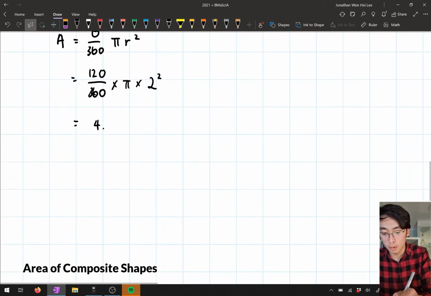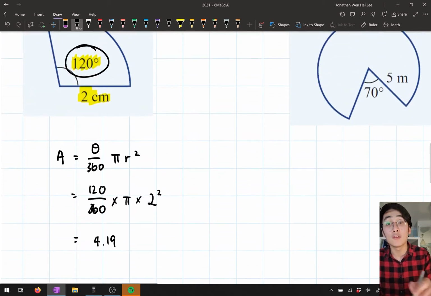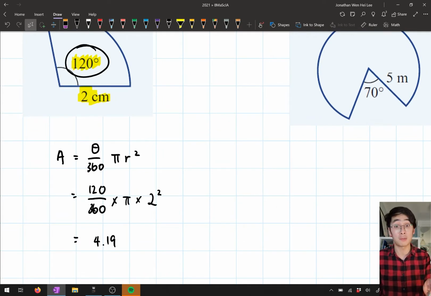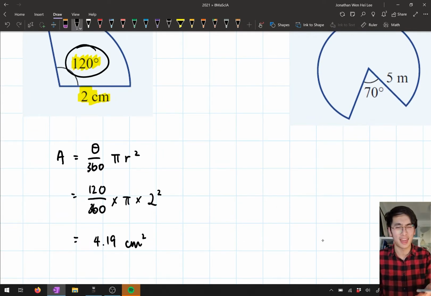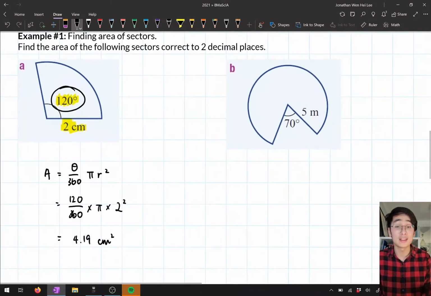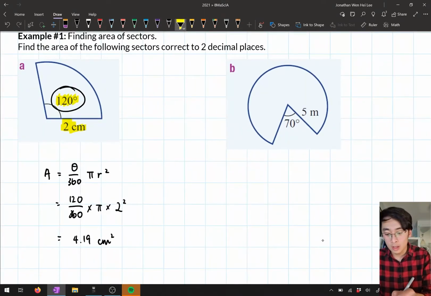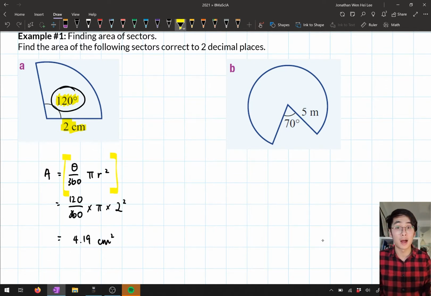So here, this is 4.19, and we need units for this. The measurement that we have is in centimeters, so this is going to be in centimeters squared because we're dealing with area once again. Okay, so quick recap here. We're going to use this formula, theta over 360 times pi r squared, and we're going to substitute our values in. So we need to figure out what theta is, the angle at the center of my circle, and I'm also going to need to find what the radius of my circle is. Okay, let's have a look at the next example.